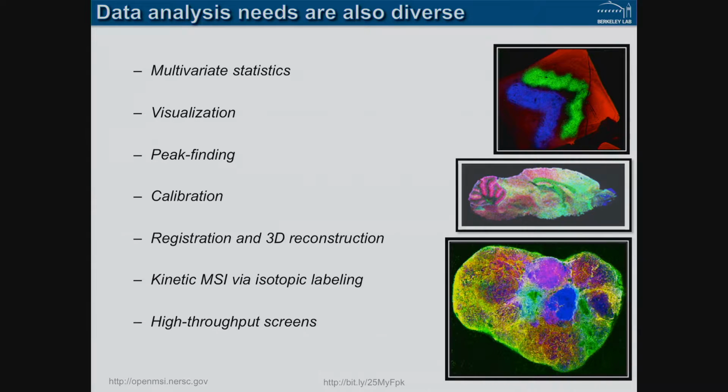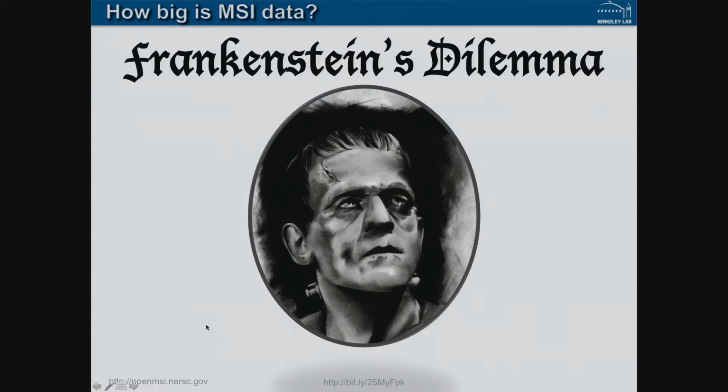These could be things like PCA, making some slices of their data, visualizing certain ions, calibrating the data, registering the data to another data source. And we do a bunch of funny things with isotopes that I won't go into, and high throughput spotted sample screening. So I'm going to present to you a dilemma that we're facing right now.